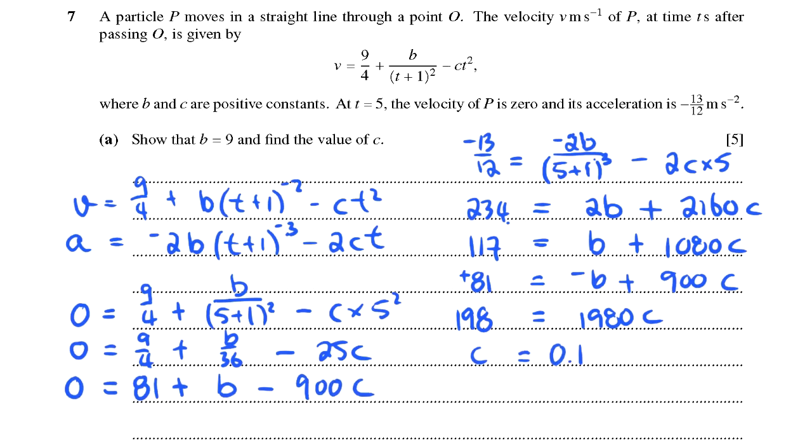To find b, I'm going to use the velocity equation, this one. And we have a minus b there. So I'm going to throw that onto the other side to make it positive b, and I'm going to take the 81 and bring it over to make it negative. So we have 900 times 0.1, which is 90, and minus 81, which means that b has to be 9. Because 90 minus 81 is 9, and we have our two answers. B is 9, and C is 0.1.